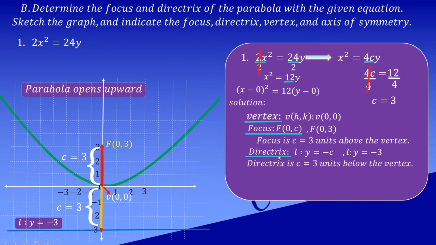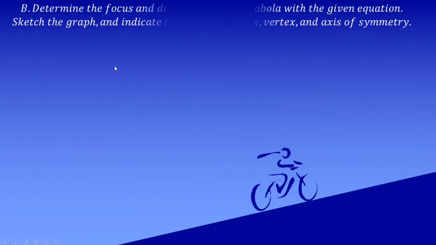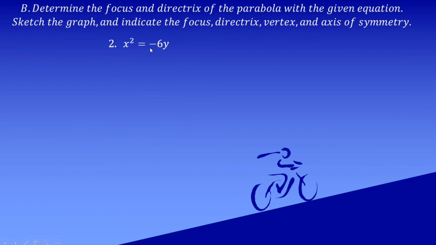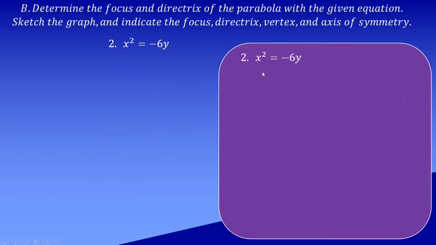And for our axis of symmetry, ito yung x is equal to 0. This line divides the parabola into two parts. And the parabola opens upward, and the equation is x raised to 2 is equal to 12y. Pangalawang equation natin is x raised to 2 is equal to negative 6y, and this equation corresponds to x raised to 2 is equal to negative 4cy.